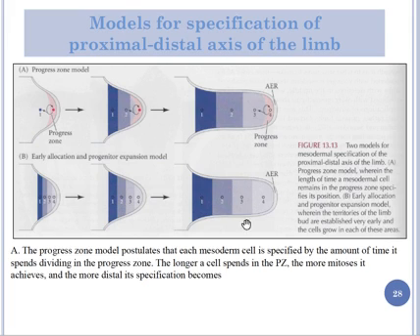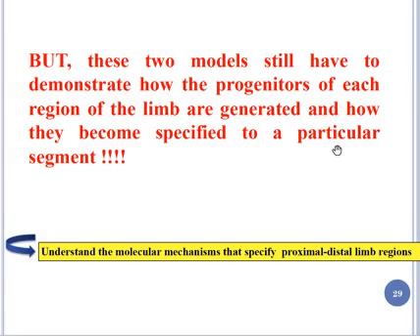in order to form the different territories of the limb. So it means that the territories of the limb bud are established very early, and the cells will grow in each of these areas formed very early after their expansion with time. So we have the progress zone model, and early allocation and progenitor expansion.